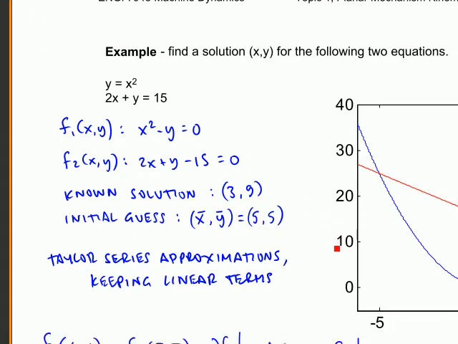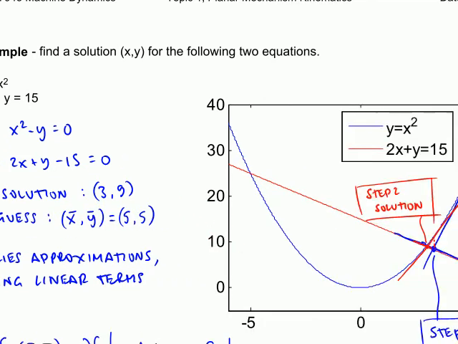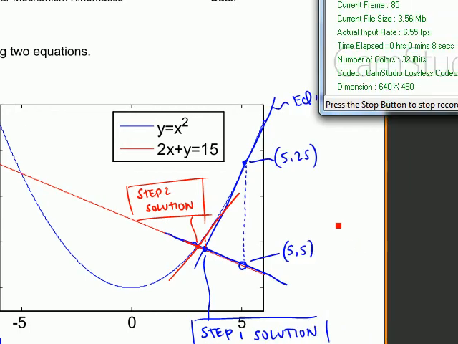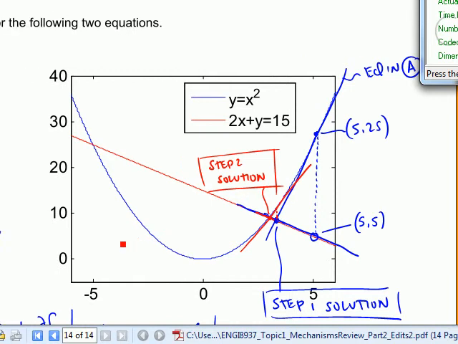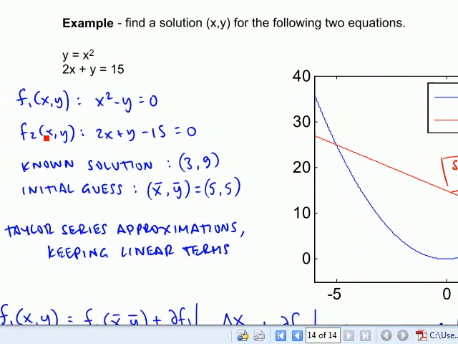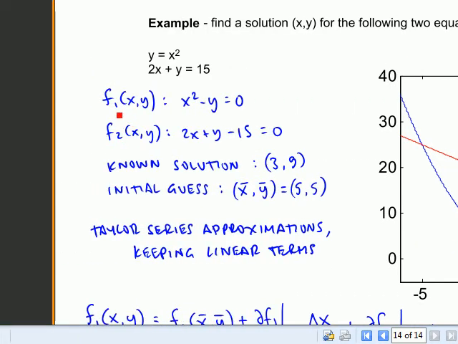Alright, I'd like to clarify some of the aspects of the Newton-Raphson explanation, which I wasn't particularly happy with. What we're trying to do is solve the blue and the red equation, and I said let's write the first one as f1 of x and y is x squared minus y equals 0, and the second one, function 2 of x and y, is 2x plus y minus 15 equals 0, and we know where one of the solutions is in reality, but let's say we don't and we guess that a solution is at 5, 5.